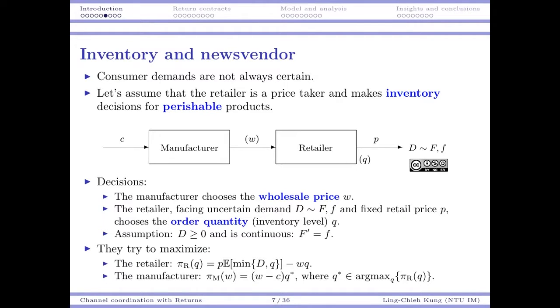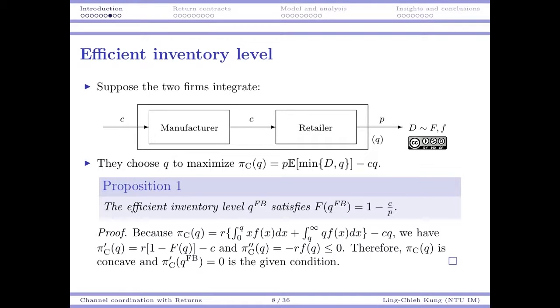Let's see whether this decentralized system creates some inefficiency. So suppose the two firms integrate. We already know if they integrate, then the system is efficient. In this case, they don't really have a wholesale price. What they need to do is to choose a Q, an order quantity, or the production quantity, to maximize this particular function. This is the channel's objective function.